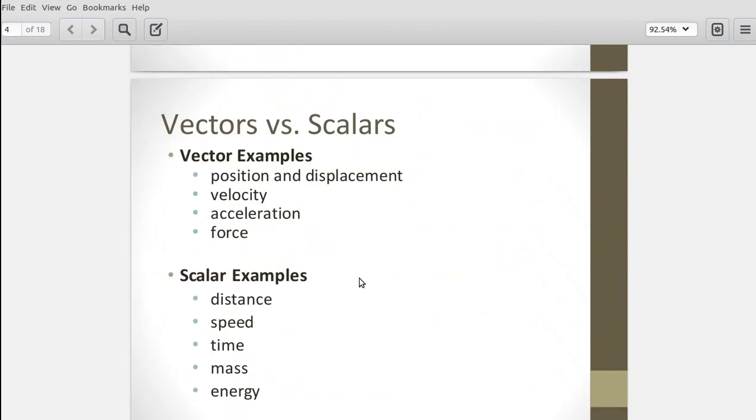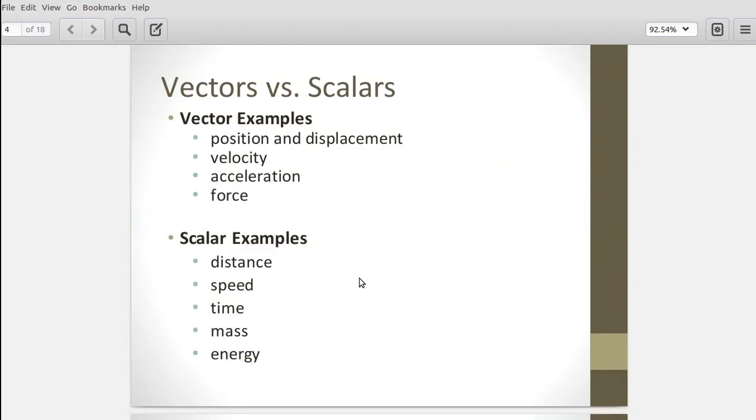So some examples of vectors that we're going to be using in physics are position and displacement. Again, those two terms, they're under the same bullet because they're related. Velocity is a vector, acceleration is a vector, and force is also a vector. There are some other vectors that we'll see later on in the course.